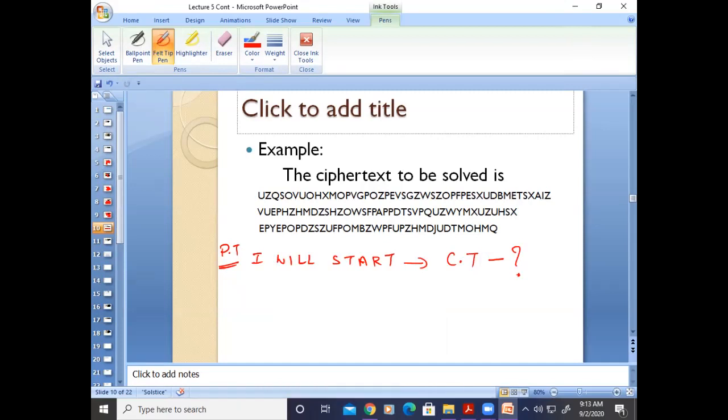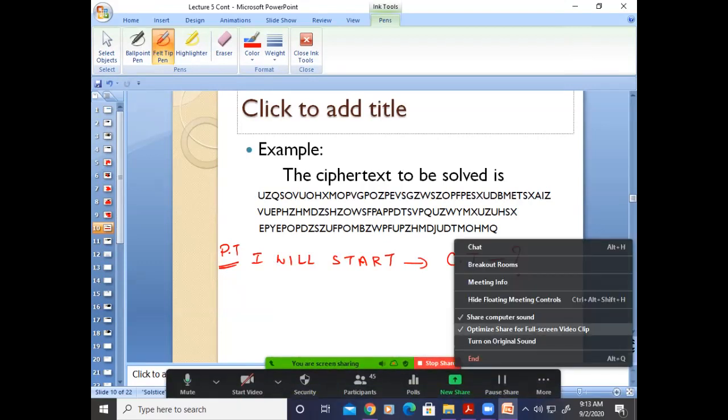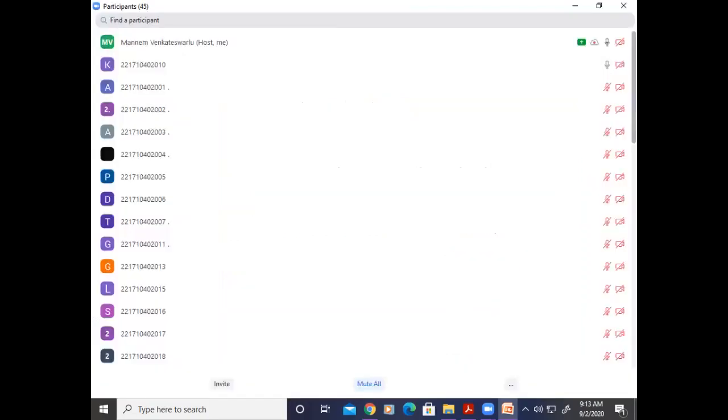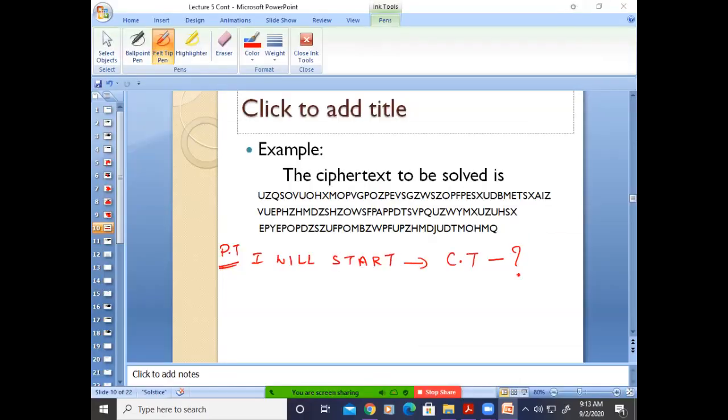Adding each letter with the keys and modular division with 26. Yeah, not audible, can you raise your volume? Adding each letter with the keys and modular division with 26. No, modulo 26 will be different.